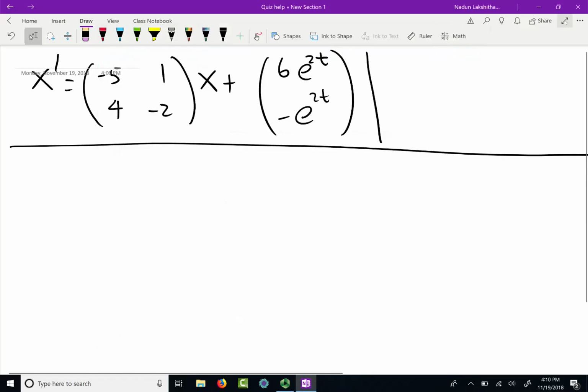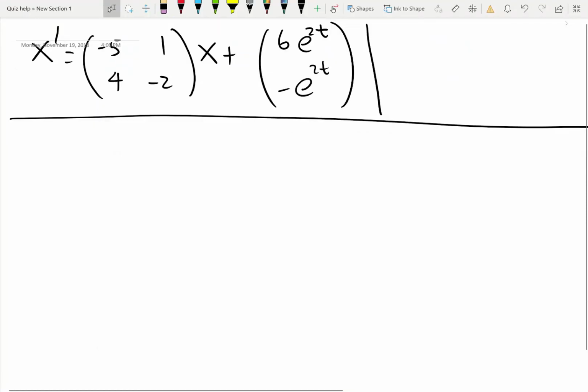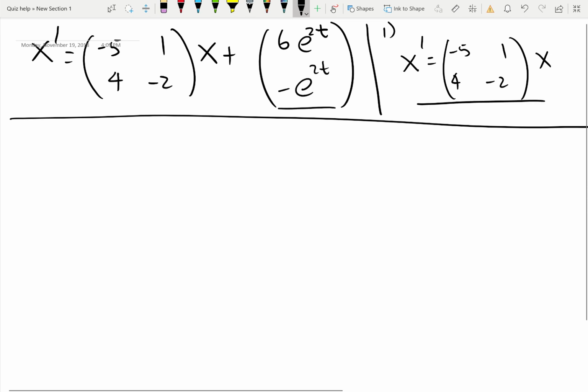Alright, so let's learn how to use variation of parameters from an example. Here we have the system of equations. First take the homogeneous equation version. So x prime is [[-5, 1], [4, -2]] x. Drop that f. Now you want to solve this system. How do you solve it? Find the eigenvalues and the eigenvectors. To save time, I will not do that in this video.